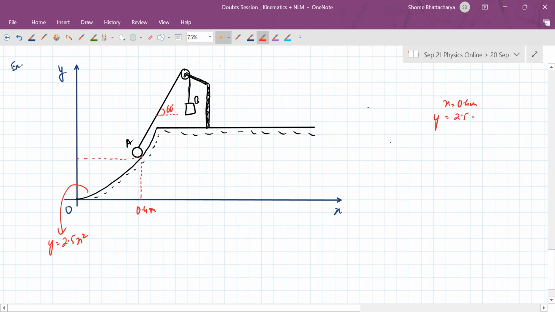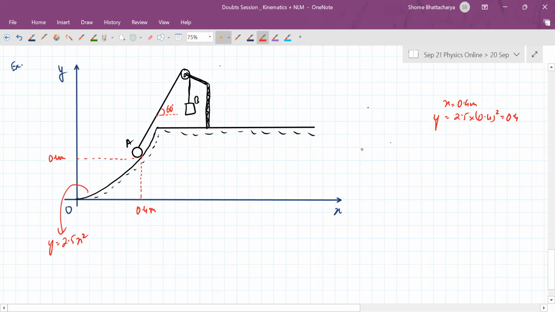That should be 2.5 into 0.4 squared, which is also 0.4. So this coordinate is also 0.4 meters. Okay. So now we have to find, so a 4 kg sphere rests on the smooth parabolic surface. Determine the normal reaction that exists on it on the surface and the mass of the block B to keep the system in equilibrium. Okay, so if it's in equilibrium, it's quite easy actually.